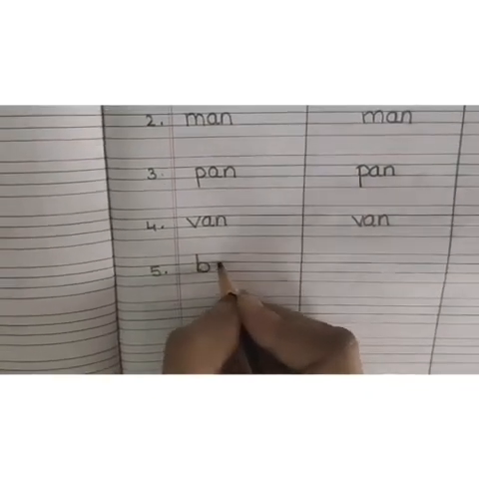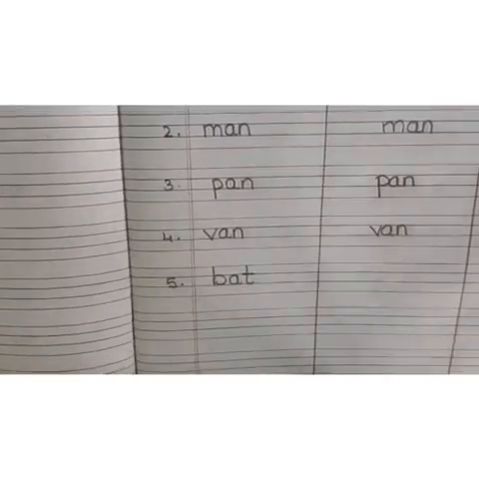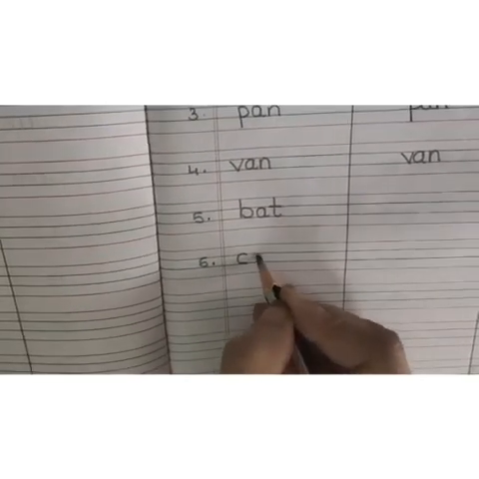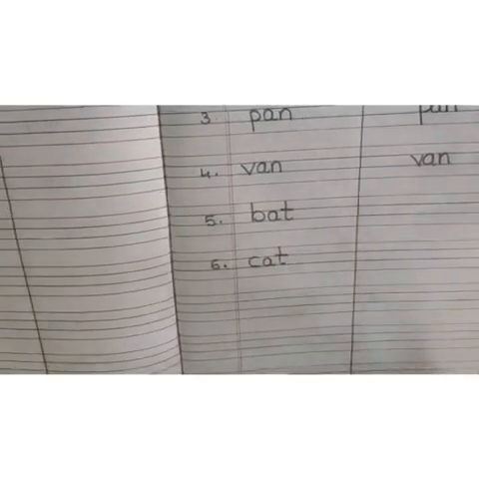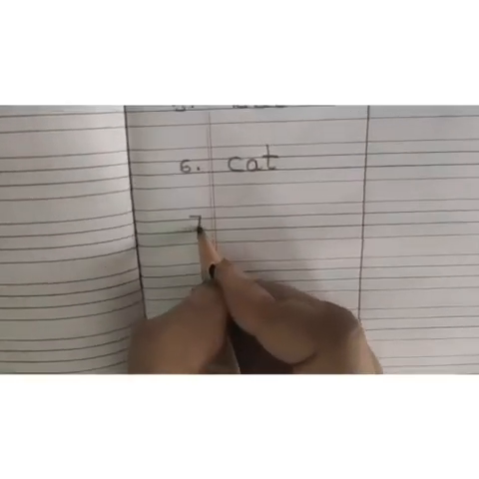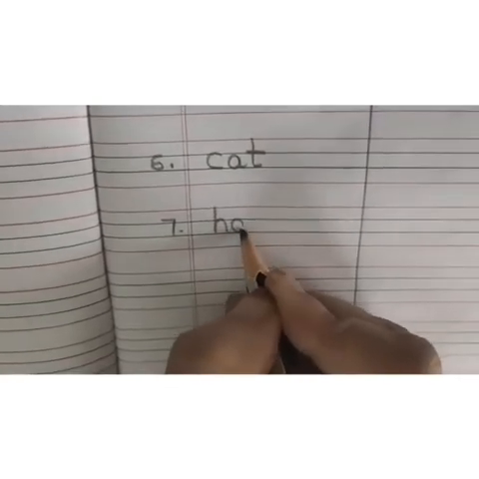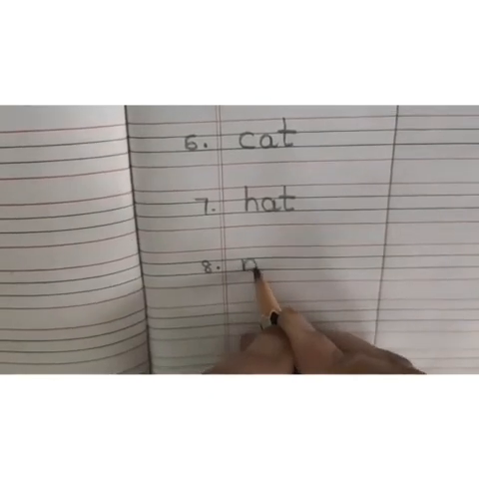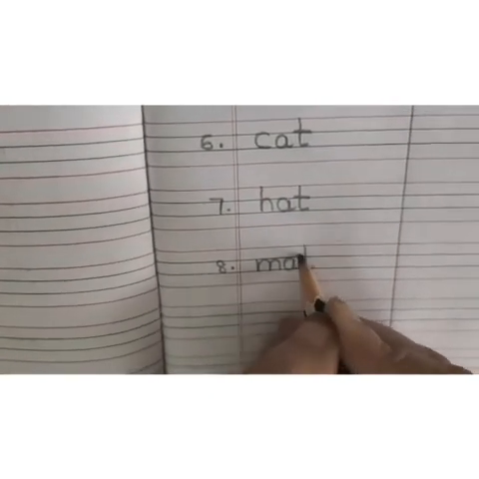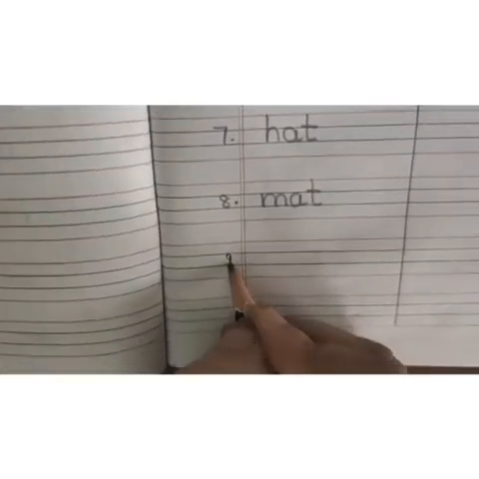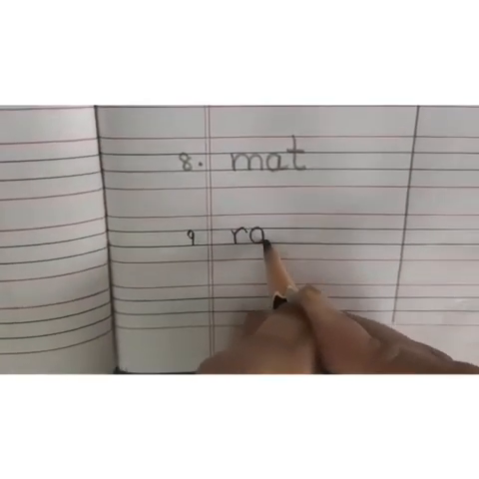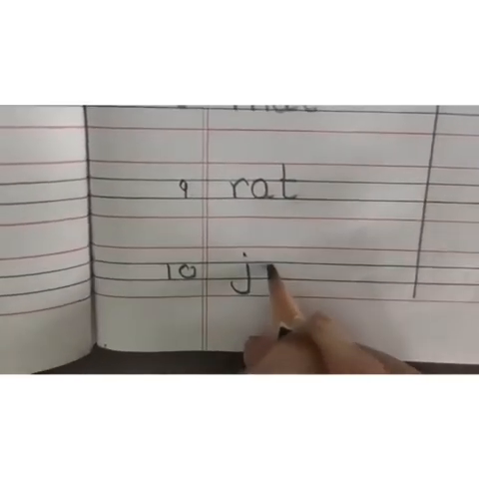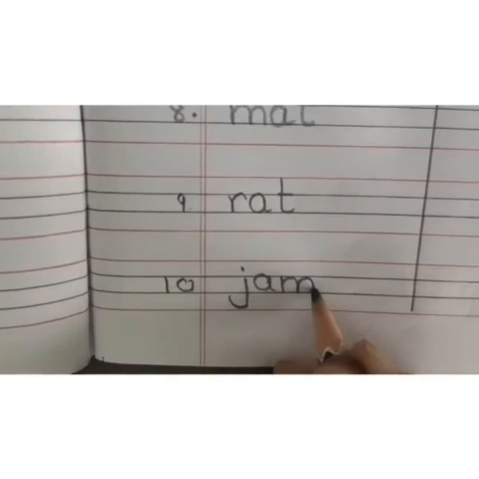Fifth one. B A T bat. B A T bat. Sixth one. C A T cat. Seventh one. H A T hat. Eighth one. M A T mat. Ninth one. R A T rat. Tenth one. J A M jam.